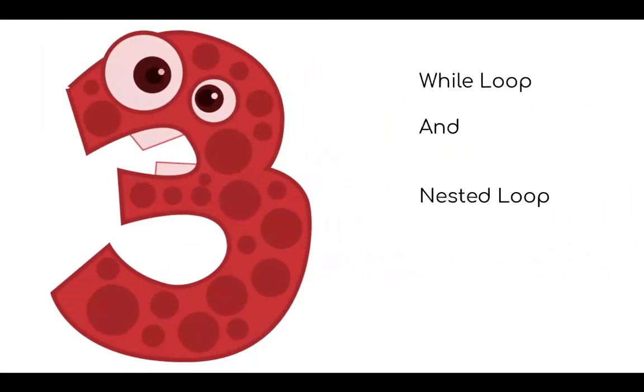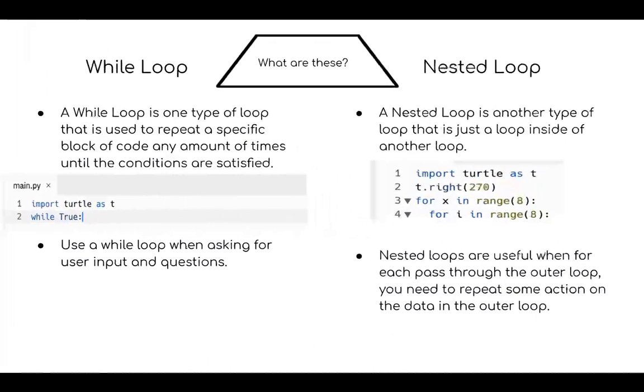Number 3, the while and the nested loop. The while loop. A while loop is one type of loop that is used to repeat a specific amount of code any amount of times until the condition is satisfied. As you can see in the picture, you just write while and then the T must be capitalized, with the colon, and then you write whatever you want inside this loop. Use a while loop when you're asking the user for input and questions.